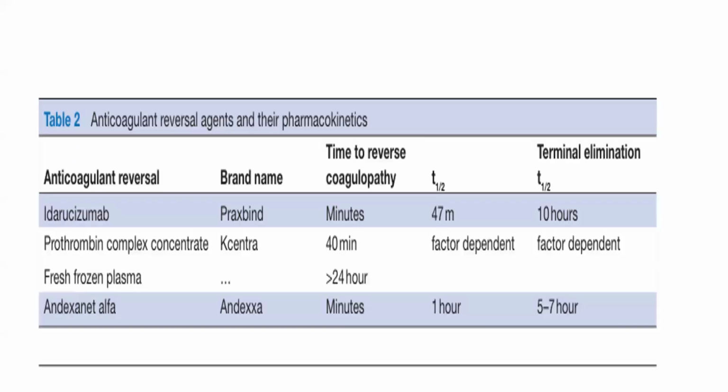Now, these are the anticoagulant reversal agent and their pharmacokinetics. Idarucizumab, the half-life is 10 hours. Prothrombin complex concentrate, that is Kcentra, time to reverse coagulopathy is 40 minutes. And the elimination is factor dependent. The fresh frozen plasma time to reverse coagulopathy is more than 24 hours. And andexanet alpha, the time to reverse coagulopathy is within the minute.